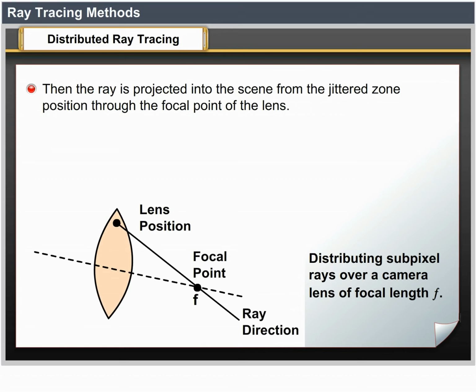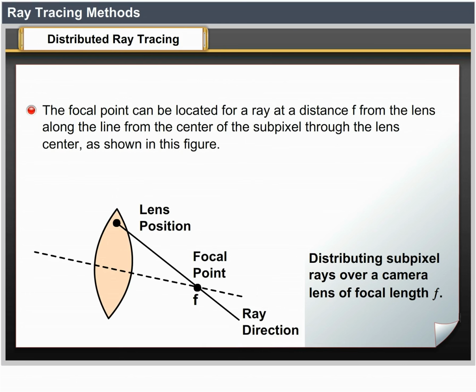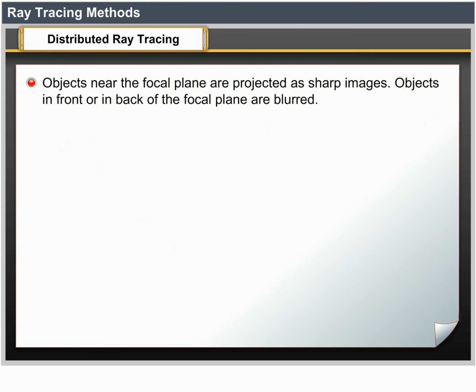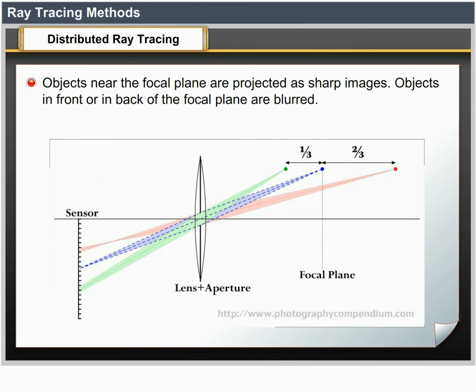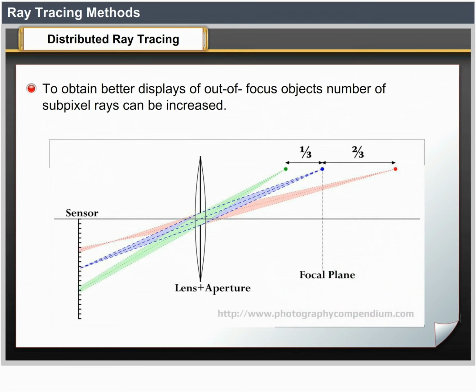We locate the focal point for a ray at a distance f from the lens along the line from the center of the subpixel through the lens center as shown in this figure. Objects near the focal plane are projected as sharp images. Objects in front or in back of the focal plane are blurred. To obtain better displays of out-of-focus objects, we increase the number of subpixel rays.